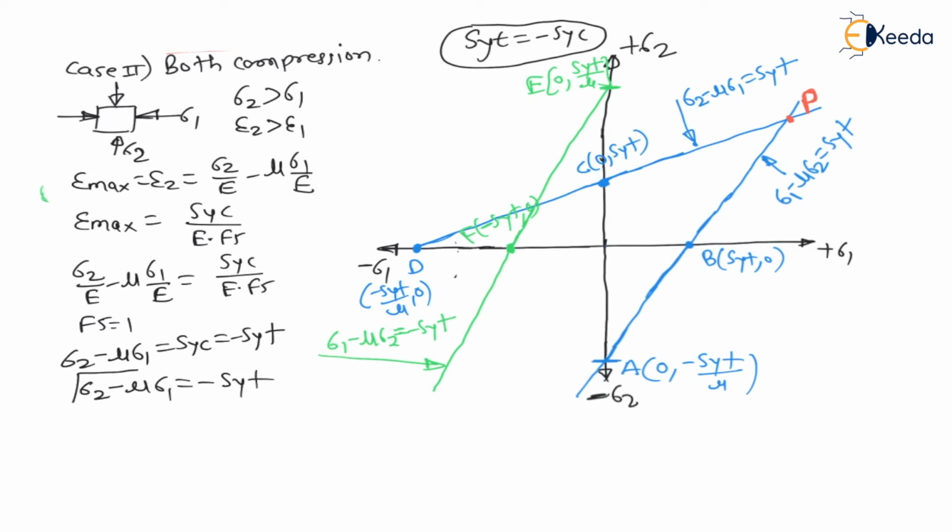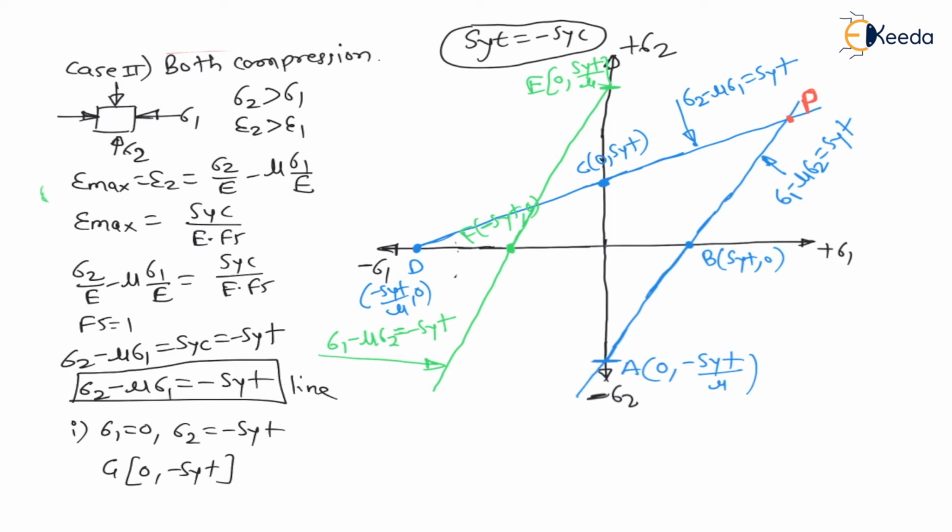Therefore the equation becomes sigma 2 minus mu sigma 1 is equal to minus SYT. Now again this is the equation of a line, so I have to draw one line which will satisfy this equation. Again we have to consider some points. First, if I consider sigma 1 equal to 0, then I will get sigma 2 equal to minus SYT. Therefore let us say we get G point, that is 0 comma minus SYT. Second point, in the same line equation, if I consider sigma 2 equal to 0, then I will get sigma 1 equal to SYT by mu, and with this I will get H point having coordinates SYT by mu comma 0, right?